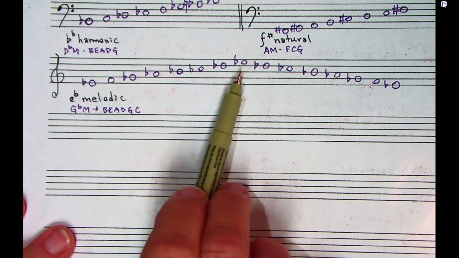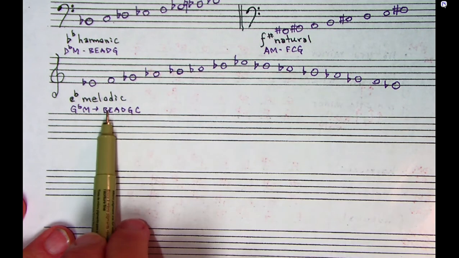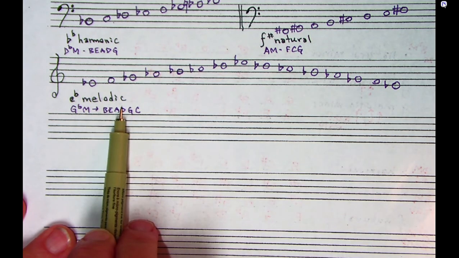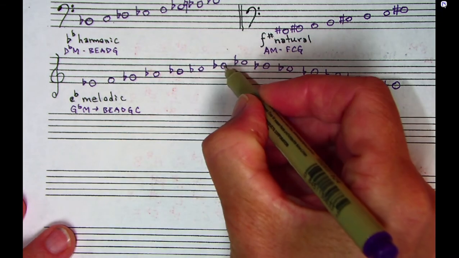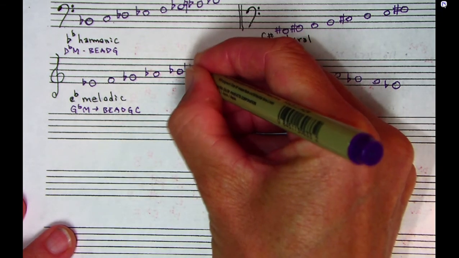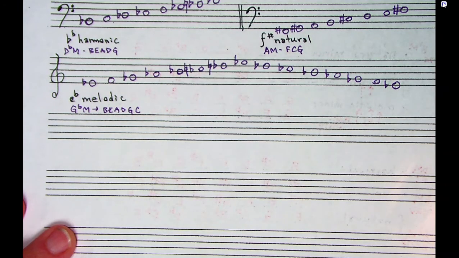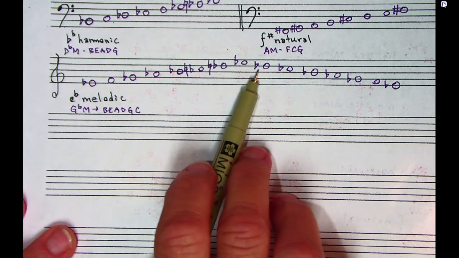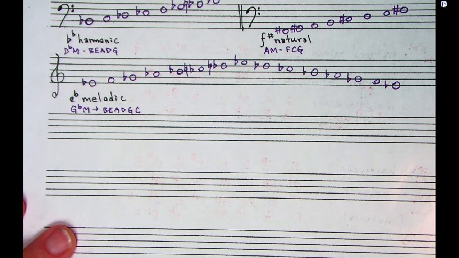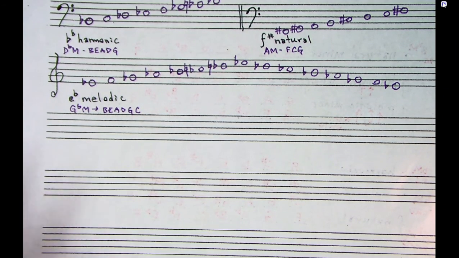Now we know that the descending is finished, but the ascending for melodic, the 6th and 7th scale degrees are raised. So that is the C flat and the D flat. I'm going to raise those to C natural and D natural. And then, of course, they're flatted coming back down. Practice makes perfect.